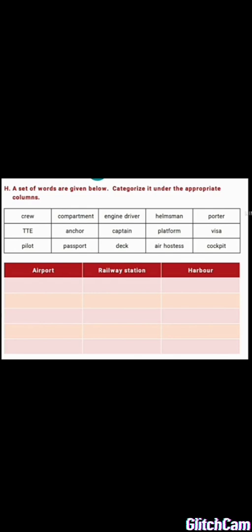Children, next one is an exercise where a set of words is given below. You have to categorize them under the appropriate columns. Check out the columns given here: airport, railway station, and harbour. Let me show you the pictures of the three columns.